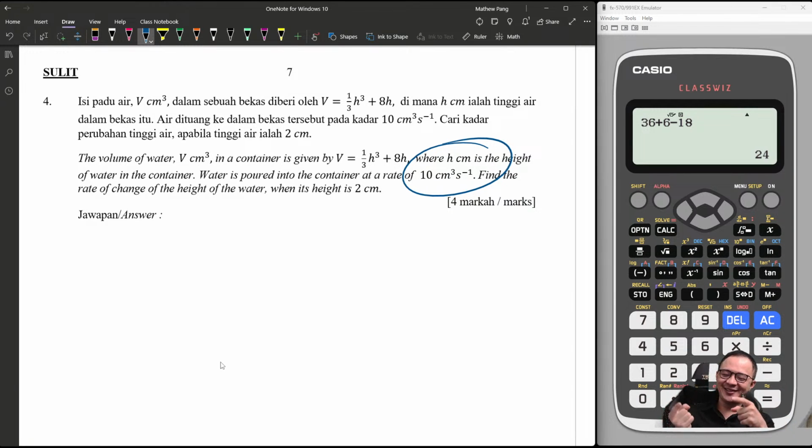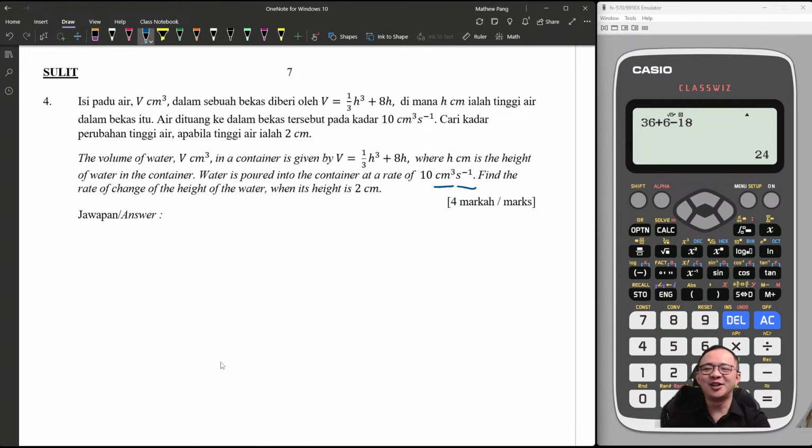10 cm cubed per second. Because this is rate of change. If you can understand what is 10, then it should be very easy. But if you cannot understand this one, I always teach my students, because right now you're in my live, so you are my student also. See the unit. 10 centimeter cube is a volume. Per second, second is for time, isn't it? Per second is for time.